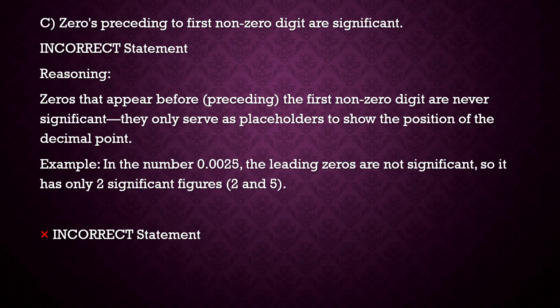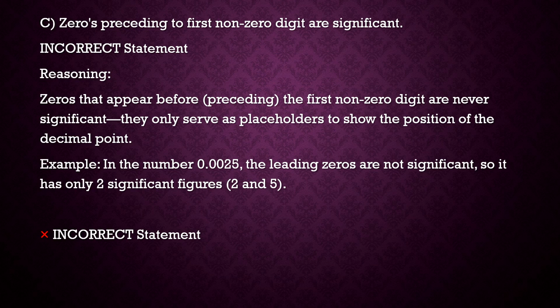Okay, let's see statement C, which says that zeros preceding the first non-zero digit are significant. When we see this in an exam, we have to think it through twice: what they are asking in the question, and how we can clearly understand it, and then we can try to solve it. So zeros preceding the first non-zero digit are significant. It is also an incorrect statement.